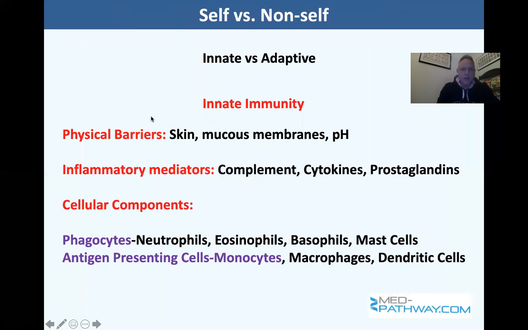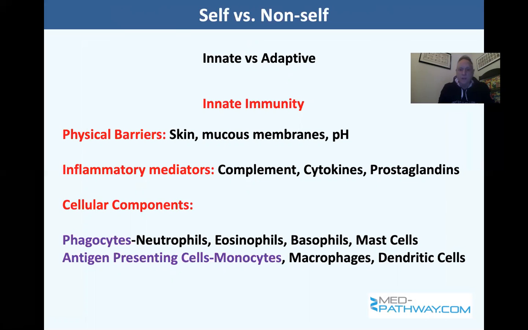So then innate versus adaptive. So innate is what you're born with. It's the physical barriers. Your skin is innate, mucous membranes, the pH of your stomach. And then there's inflammatory mediators like complement, cytokines, and prostaglandins. The AAMC MCAT Content Outline doesn't really talk much about complement. You'll see it in medical school.